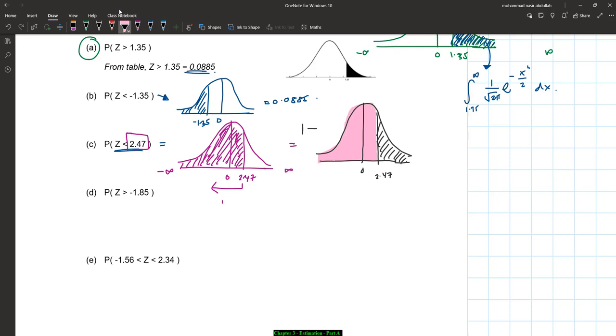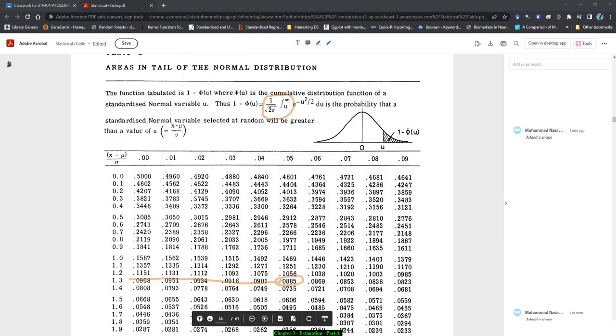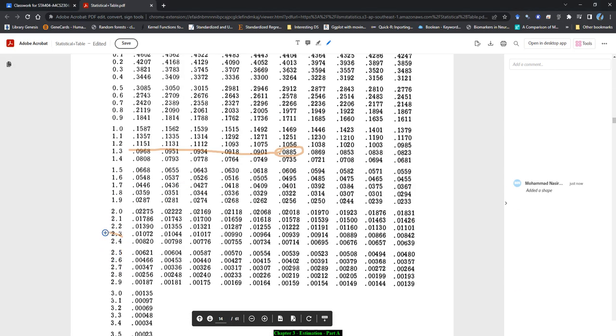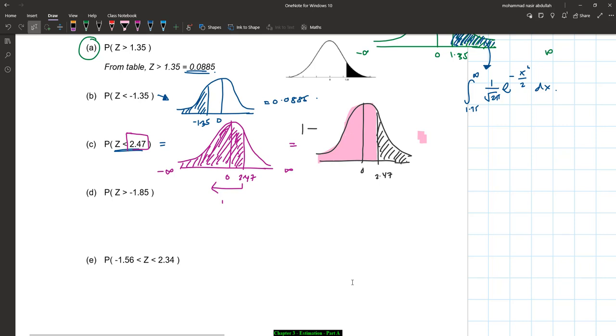Boleh faham apa yang nak cakap? I cari area on the right hand side ni, then 1 minus, so I will get the area on the left hand side, right? Eh? 2.47 should be somewhere. 2.47 is here. 0.00676. Should be 1 minus 0.00676, is it?